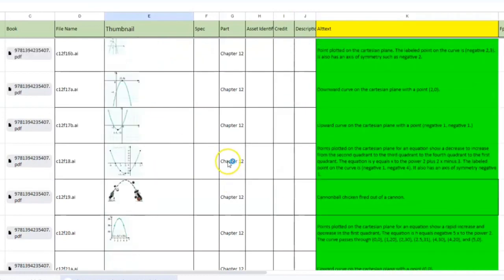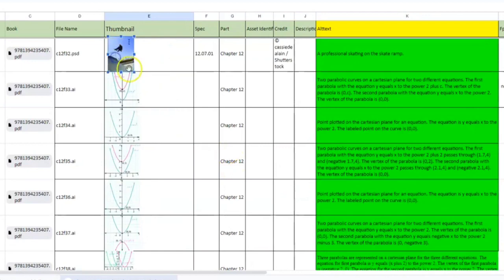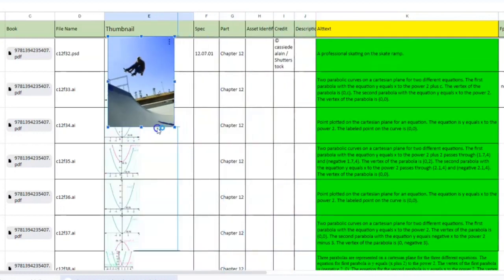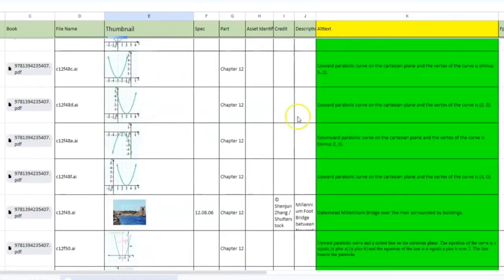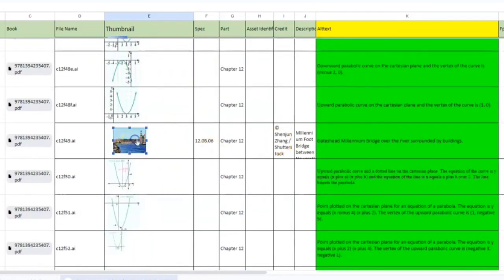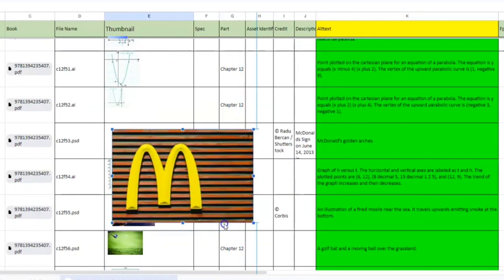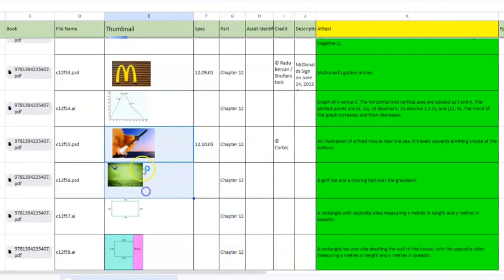This is another image description, and here is a different kind of image. You can check this one: a professional skating on the skating ramp. Okay, so this is the basic idea. Clear? You can take this file as a reference to understand what kind of things you need to create. Suppose this is the McDonald's symbol, so: the McDonald's golden arches. And this is another file.